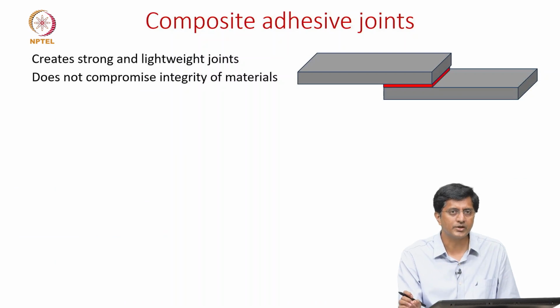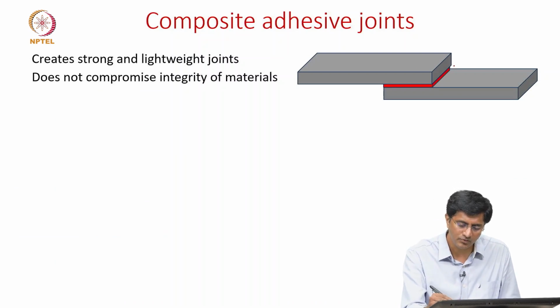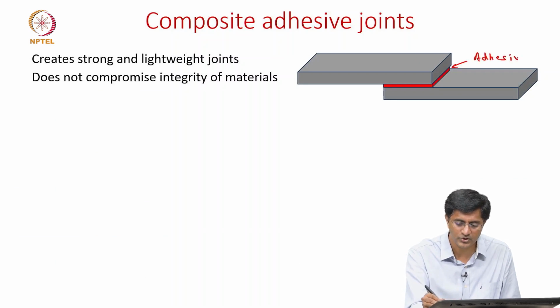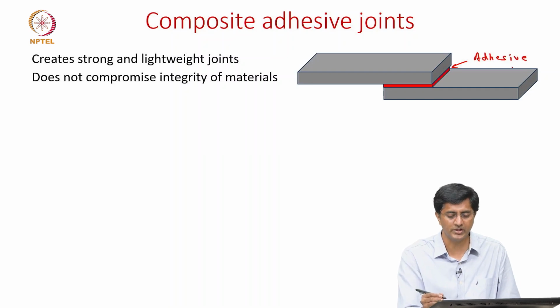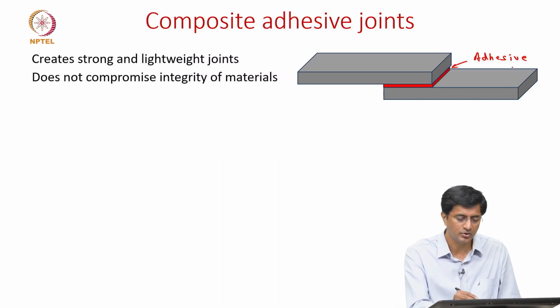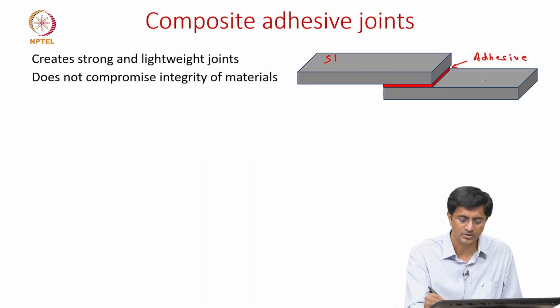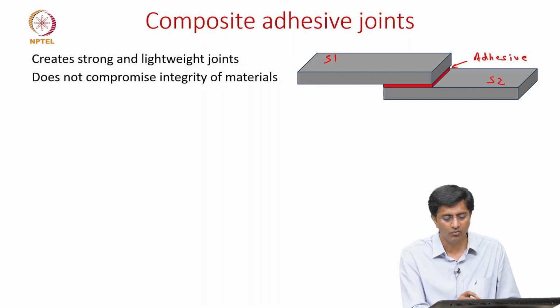Now let's focus our attention on composite adhesive joints. As we already mentioned, here we use an adhesive, which is mostly a polymer based material, to join two substrates. So let's say this is substrate 1 and substrate 2. One of them is a composite, and the other could be either a composite or a metal.